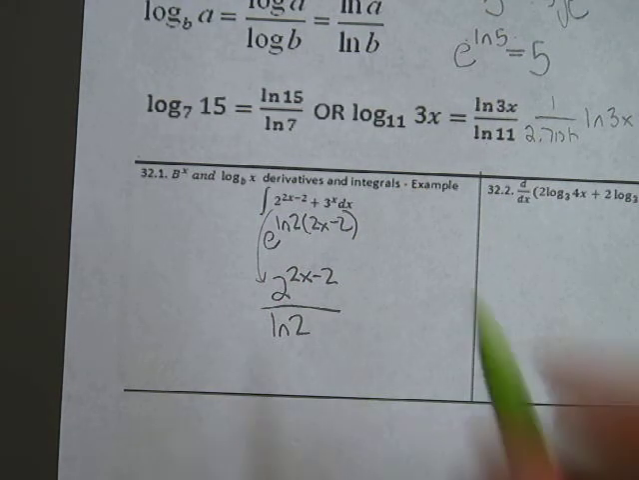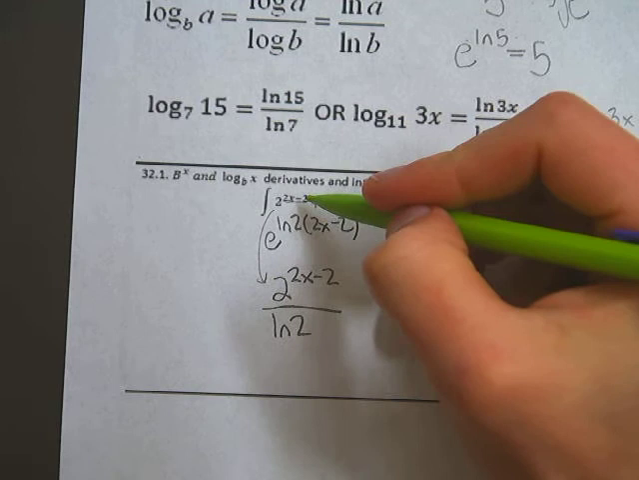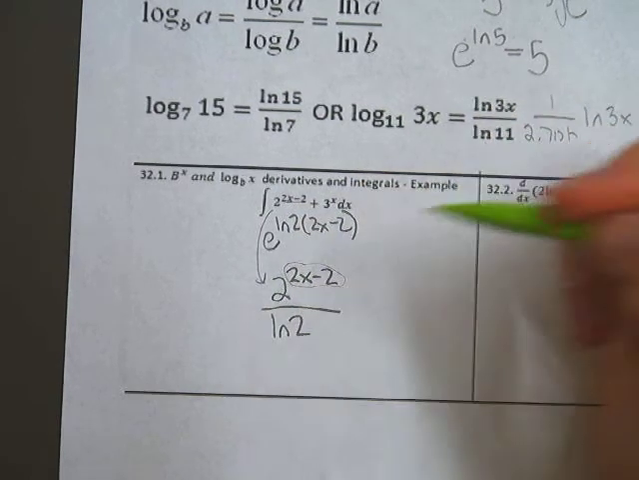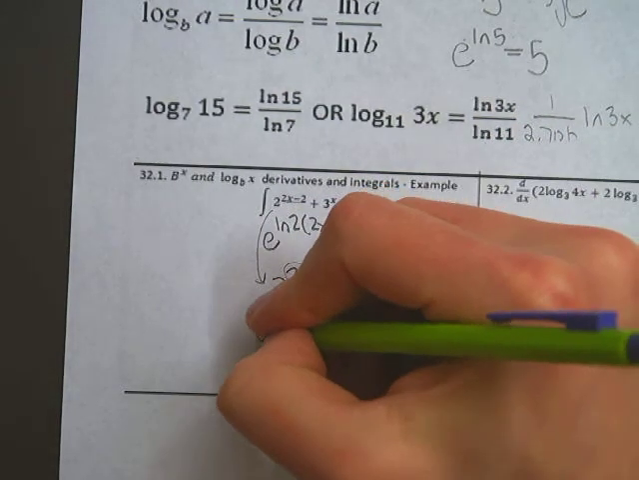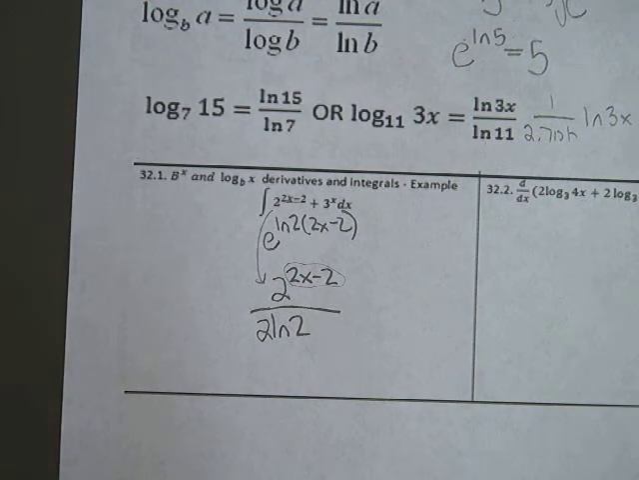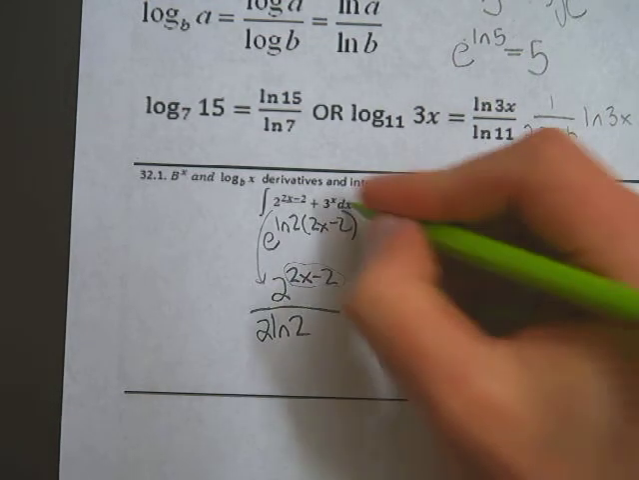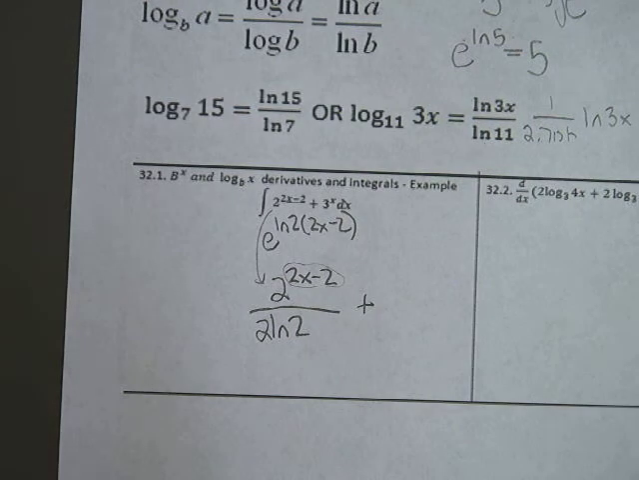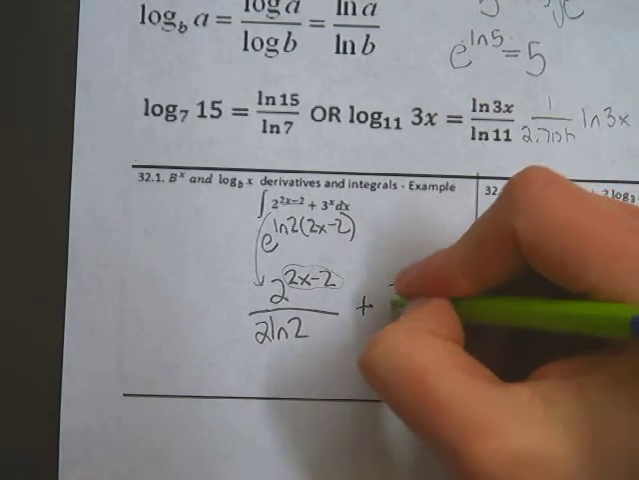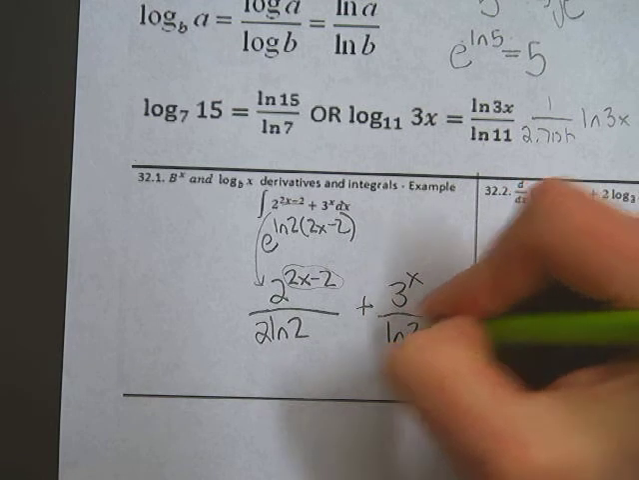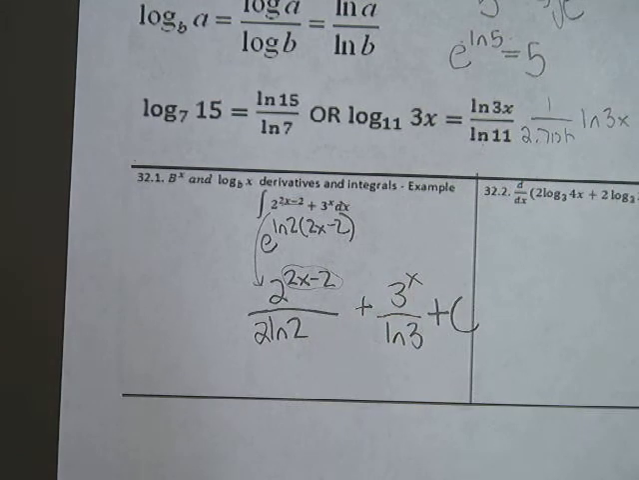And technically here, I'd also have to do a u substitution, or because the derivative of this is just 2, I can know that I'd divide by 2 also. And then for the 3 to the x, that one's way easier. It's just going to be 3 to the x over natural log 3, and then just plus c, and we're done.